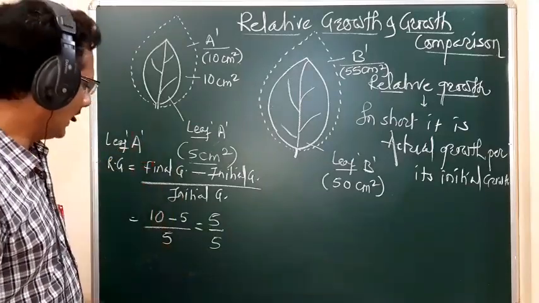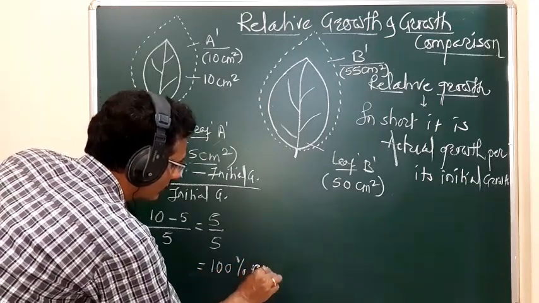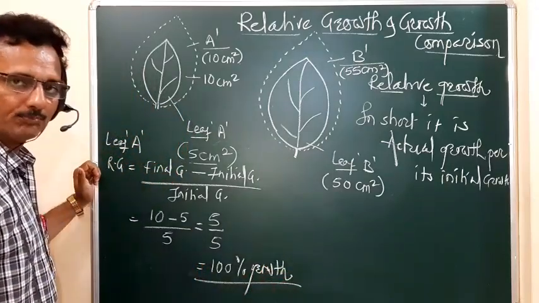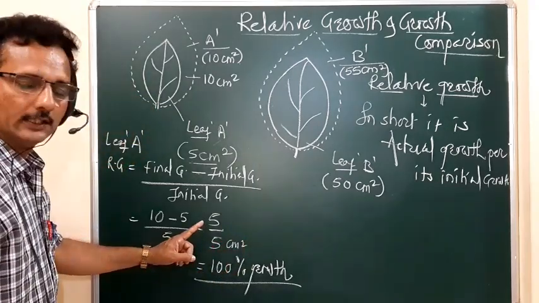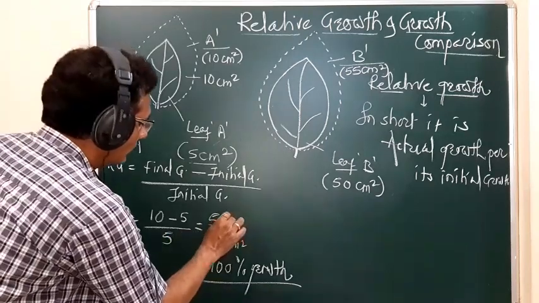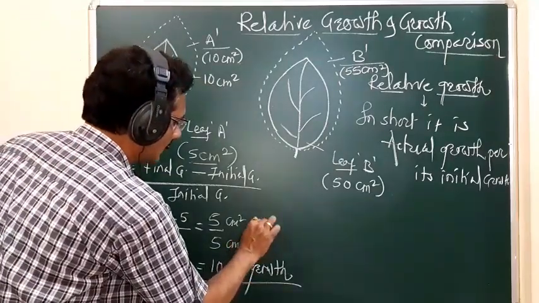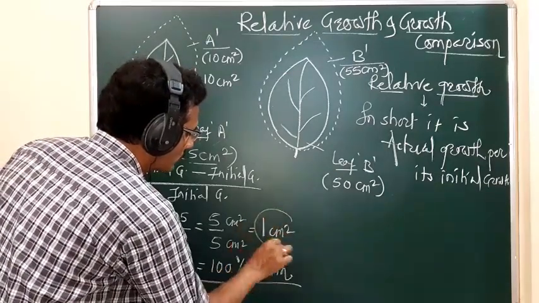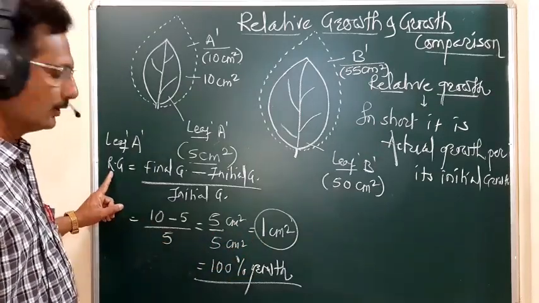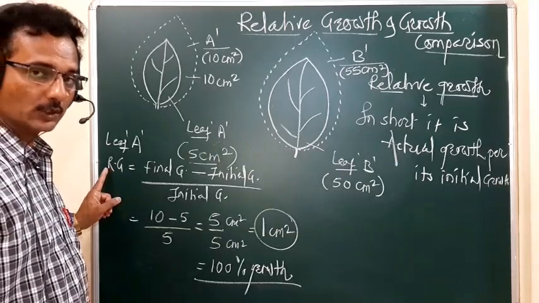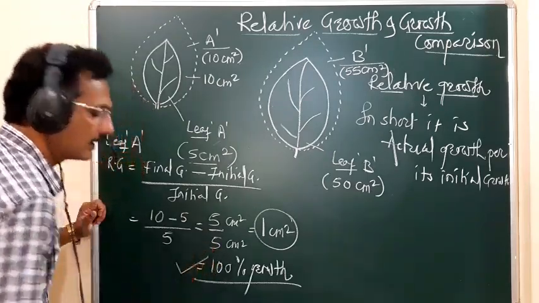In the sense, in system A, it shows 100% growth. 100% growth means the initial growth is 5 cm² and the final increase is also the same, 5 cm². So what is the answer here? It is 1. When we obtain 1 as the relative growth, it means the relative growth is 100%.